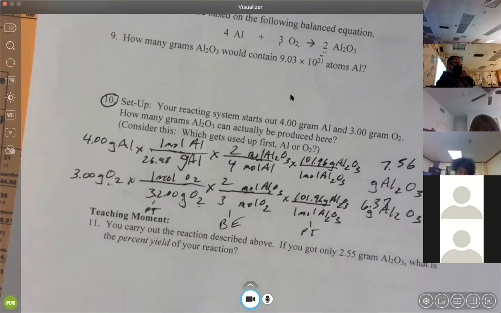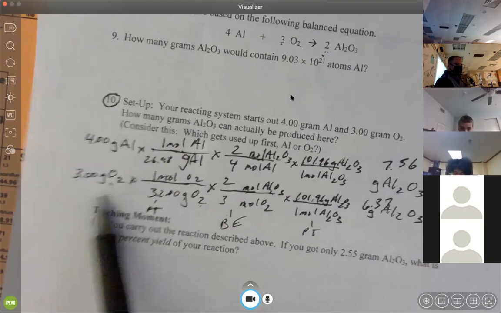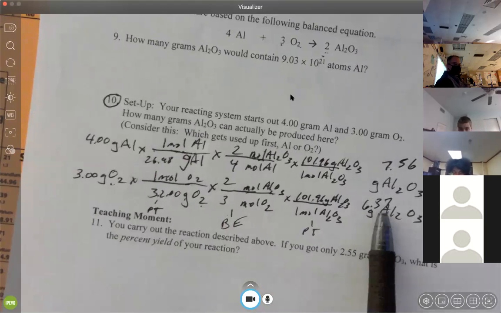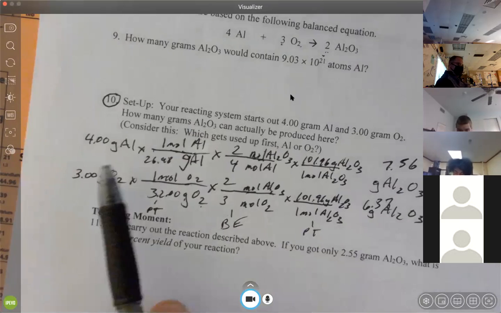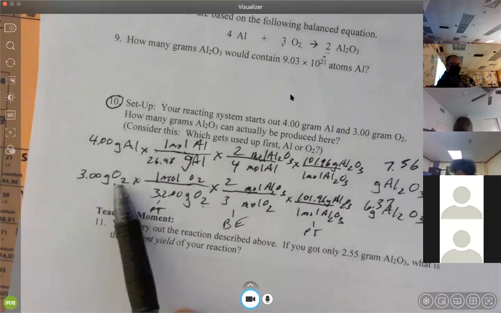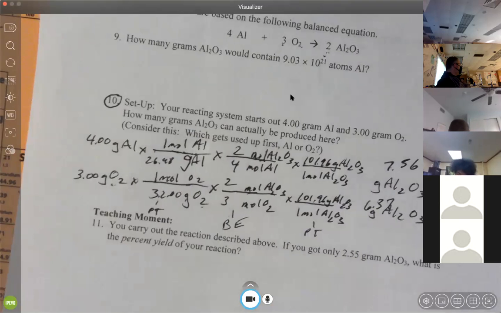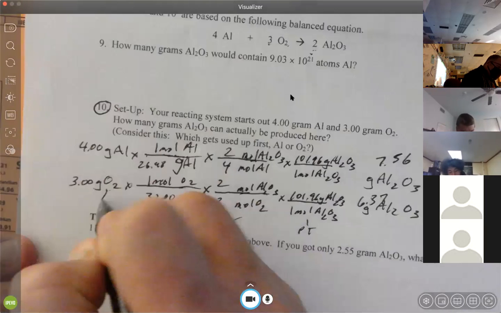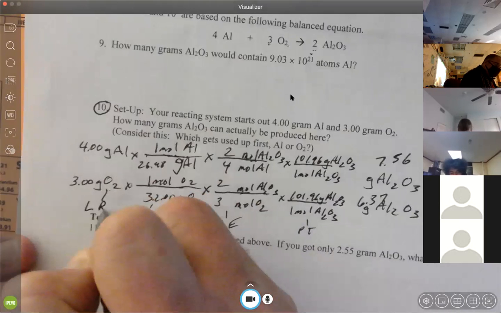Why is that smaller amount the amount we can make? Because we only have enough O2 to make this much. Even though we have enough aluminum to make this much, the O2 is the limiting factor. So O2 is the limiting reagent. This is in excess.